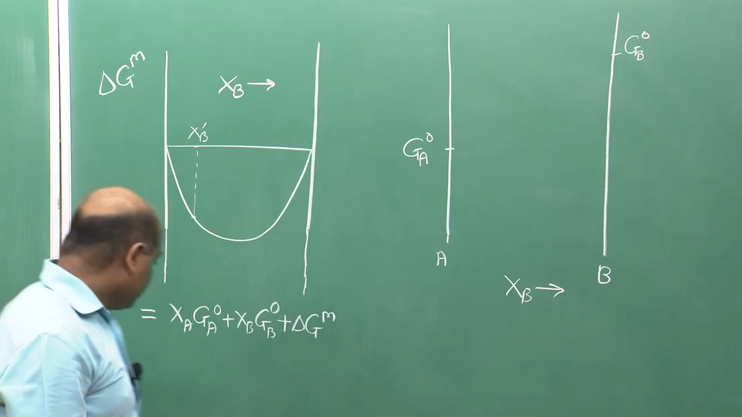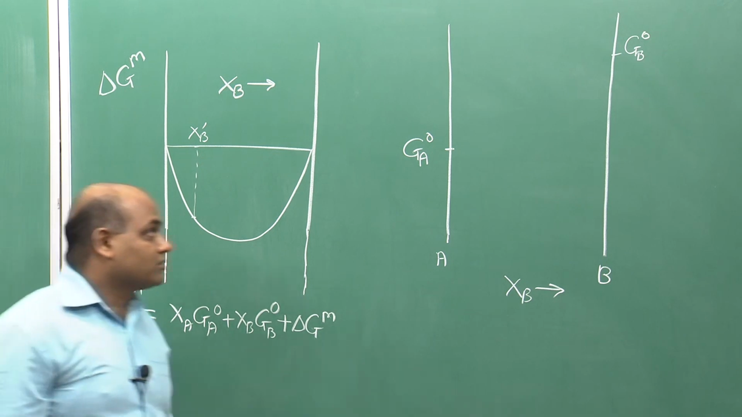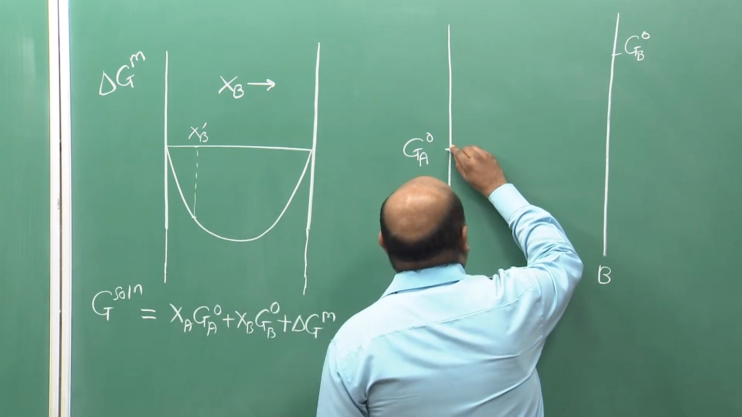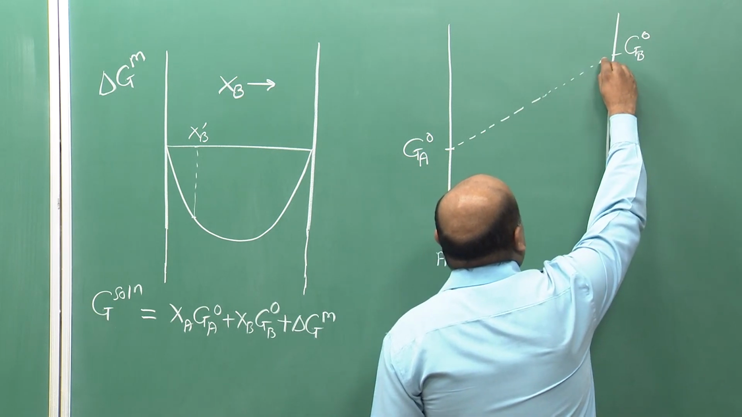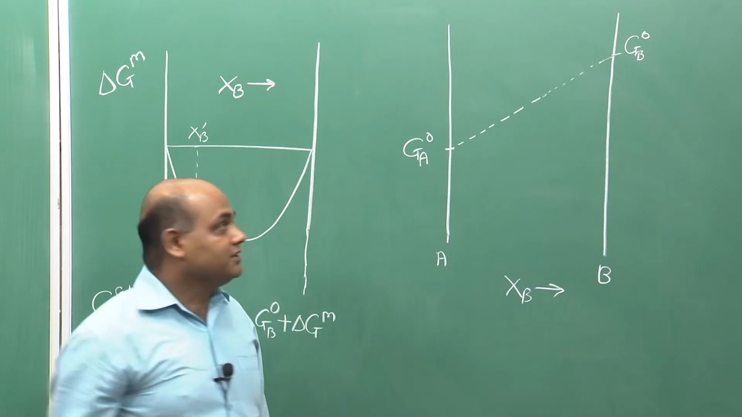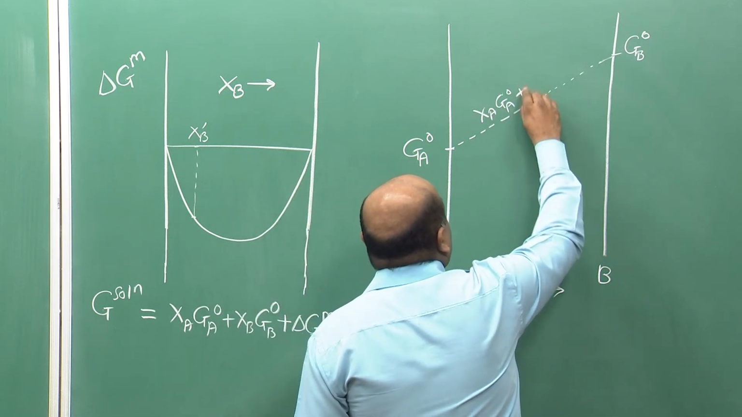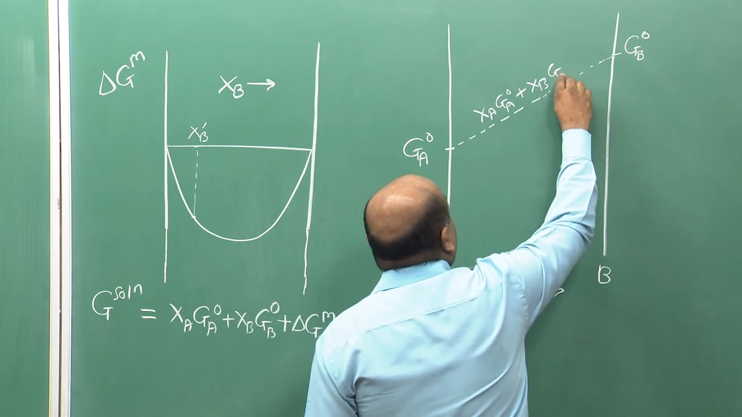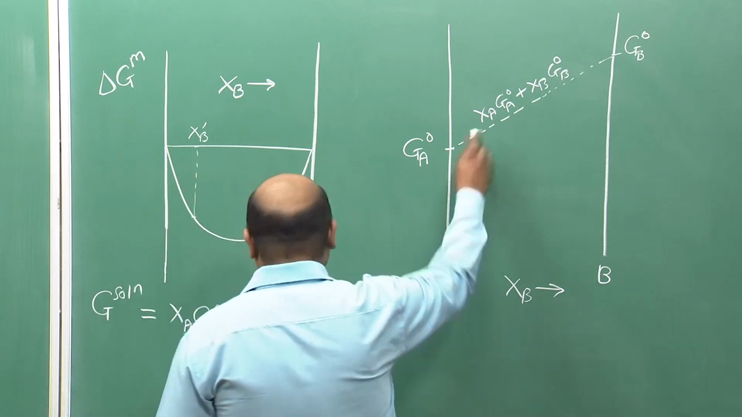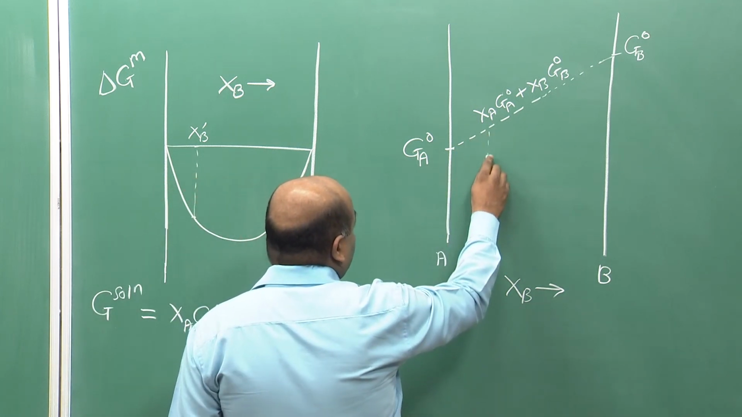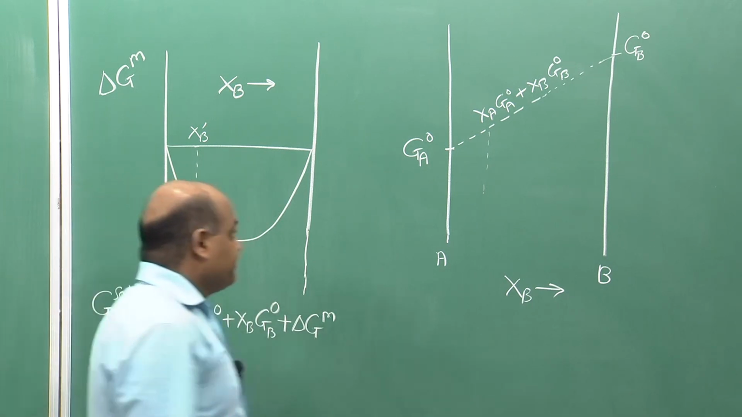So, I am right now assuming Gb0 is greater than Ga0. So, before mixing, the total Gibbs free energy of the system was xa Ga0 plus xb Gb0. So, before mixing, the total Gibbs free energy varies along this straight line joining Ga0 and Gb0, right. So, this is basically xa Ga0 plus xb Gb0, and at any given composition, if you know delta Gm, then you know the absolute value of the Gibbs free energy, right.